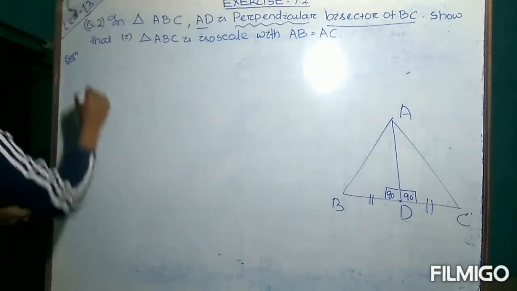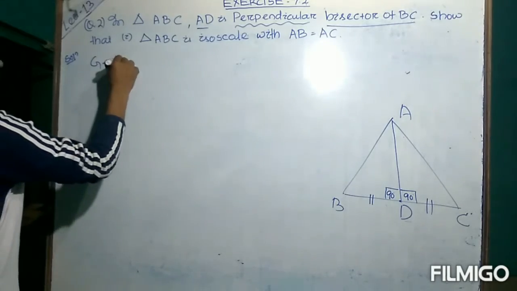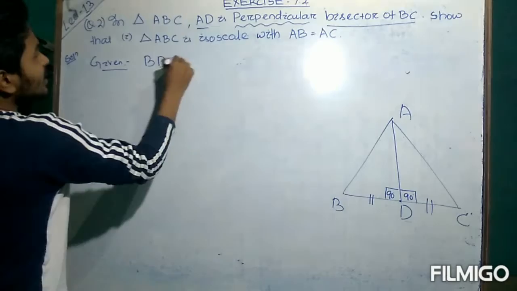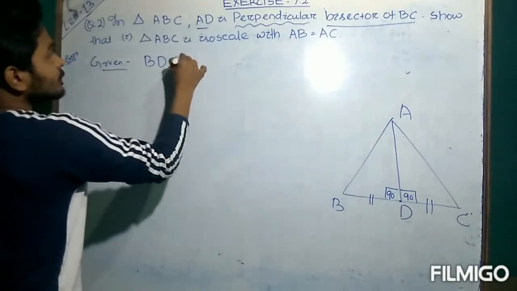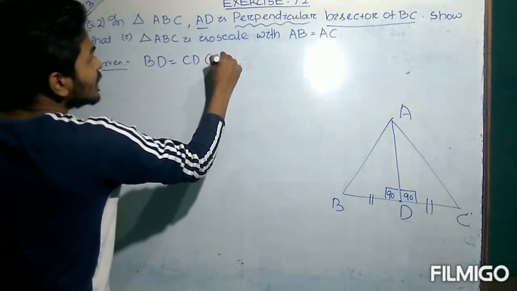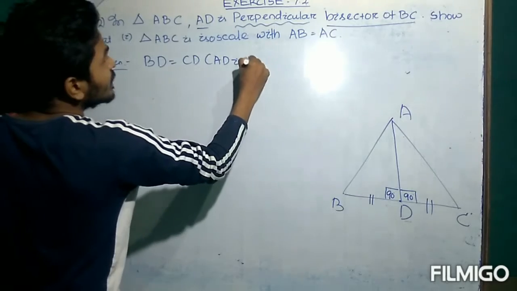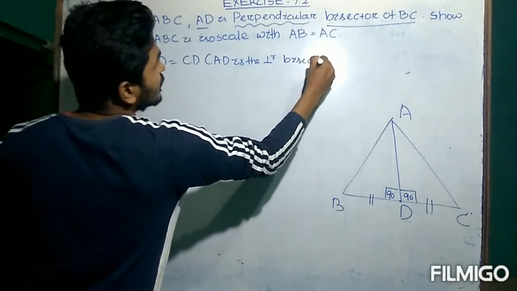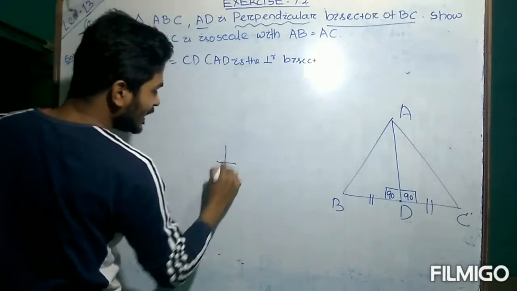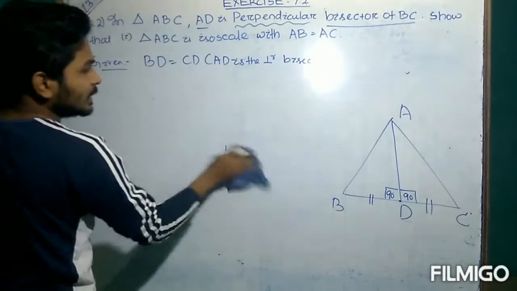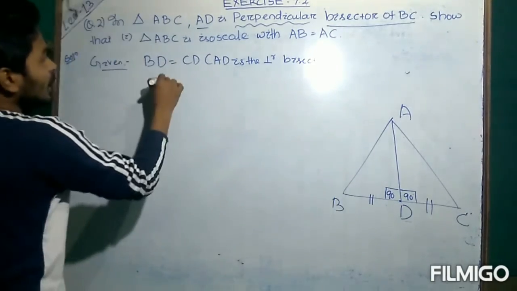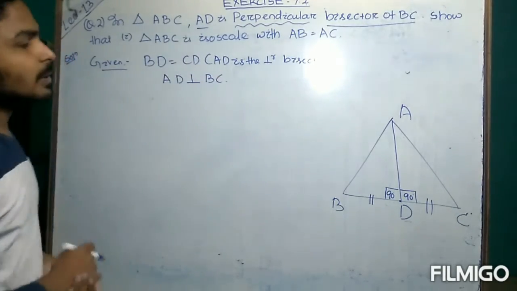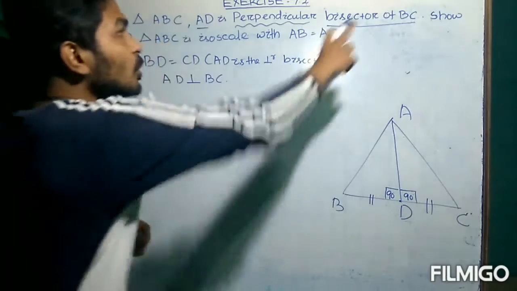This is clear. So write what is given in the question. It is given that BD is equal to CD. Why? Because AD is the perpendicular bisector. This is the meaning of perpendicular, right? And AD is perpendicular on BC. Understood?